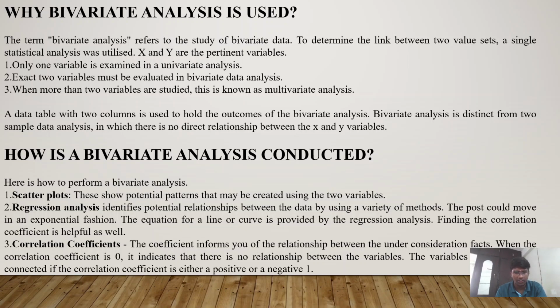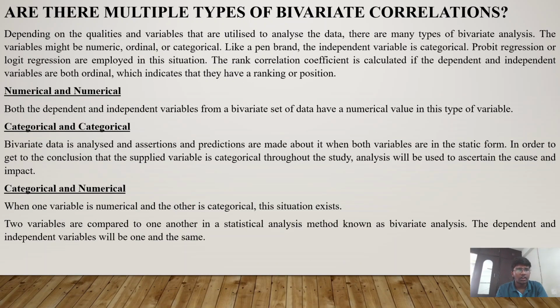The correlation coefficient informs us of the relation between the facts under consideration. When there is no relation, it indicates zero, and if there is any relation, it gives a positive value or a negative value. Are there multiple types of bivariate correlations? Yes, there are many types of bivariate correlations, and I have listed some of them. There are three types: numerical to numerical, categorical to categorical, and numerical to categorical.